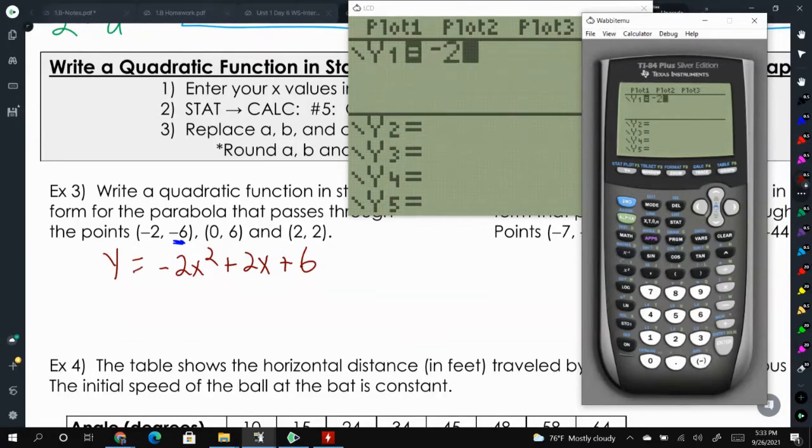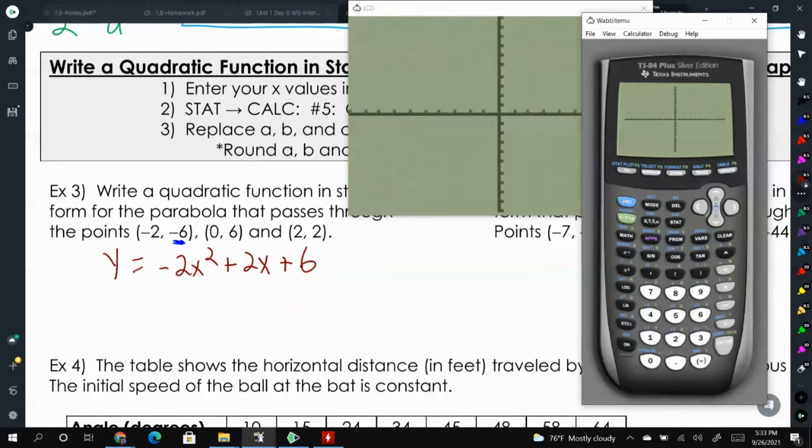You don't have to do that part. You could go back here and do -2x squared plus 2x plus 6. And the same thing will happen. It's just while I'm in that screen, I might as well just do it. And you don't have to check your work.